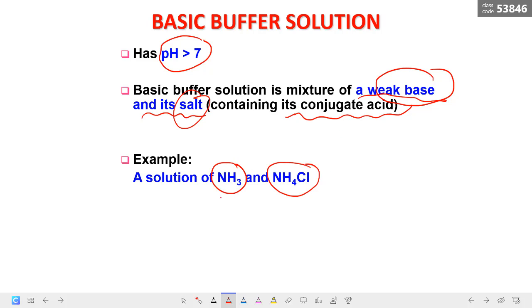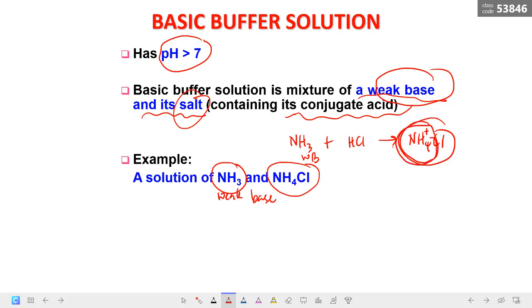Jadi, ammonia ni kita tahu dia adalah weak base. Okay, ammonium chloride terhasil apabila ammonia reacts with hydrochloric acid. Ini adalah weak base, react dengan strong acid, kita dapat ammonium chloride. Jadi, ammonium chloride ini adalah salt daripada weak base. So, dia mengandungi conjugate acid bagi ammonia tu. Okay, and ini contoh bagi basic buffer solution.